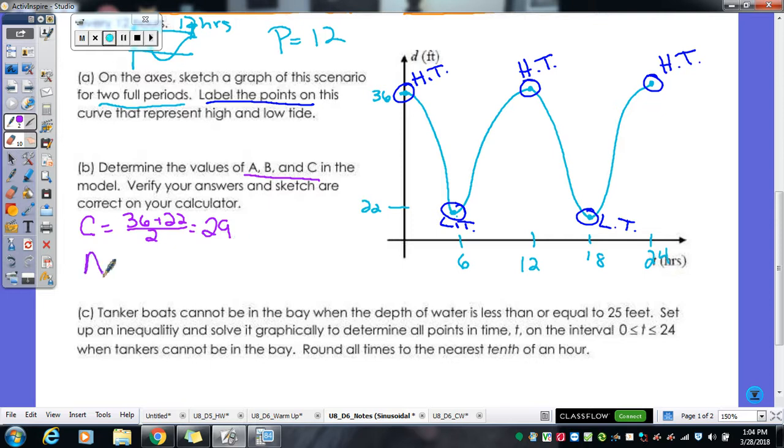So now we can find our amplitude. Our high minus our middle of 29, so 36 minus 29 gives us an amplitude of what? 7. So we got our A, we got our C. Last thing we need to find is our B. So that's using our formula, B times P equals 2 pi. What was our period again? 12.